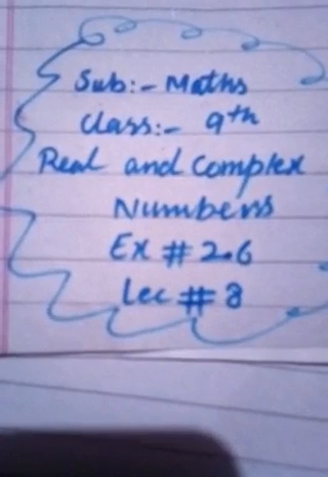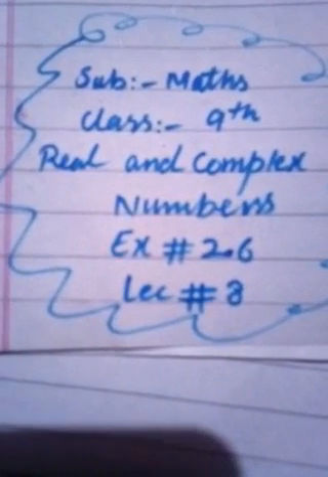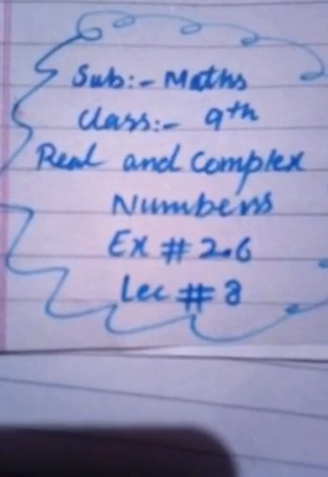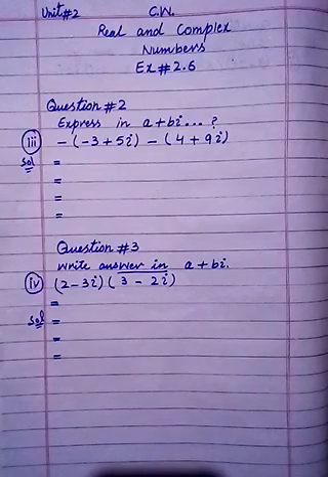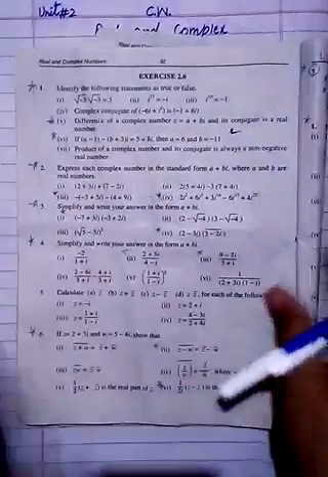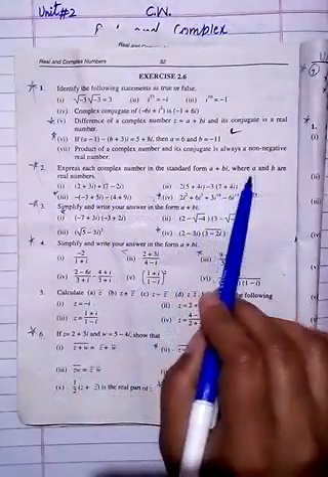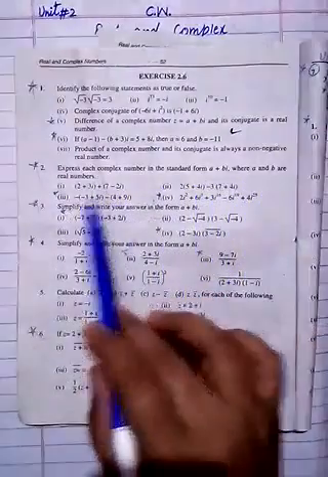Assalamu alaikum. Today we will start subject maths, exercise 2.6, class 9, real and complex numbers, lecture number 8. First of all, we will do question number 2 of exercise 2.6. Now question number 2 is: express each complex number in the standard form a plus b iota, where a and b are real numbers.